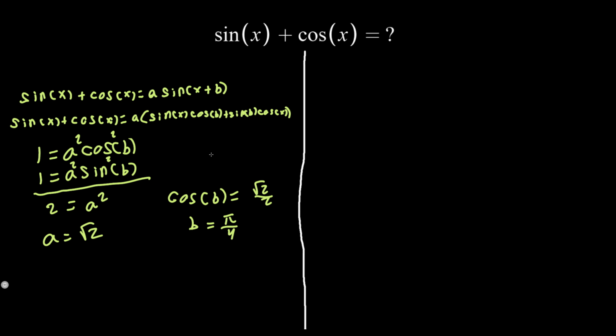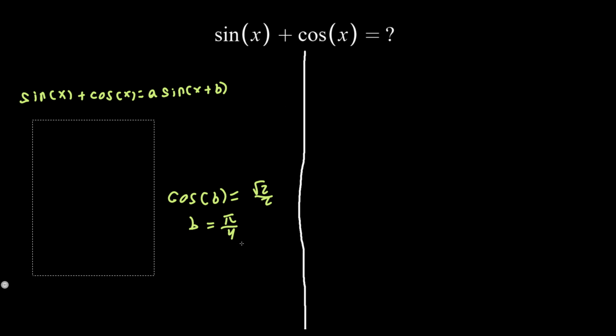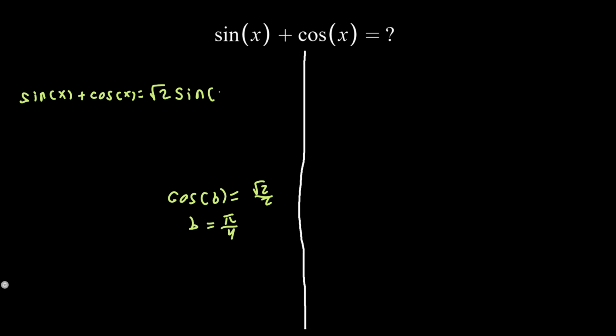So now that we found a and b, we can make our conclusion that sine plus cosine is equal to the square root of 2 times sine of x plus pi over 4. So that's the solution in terms of sine. And now we're going to do the same thing, but with the cosine counterpart.